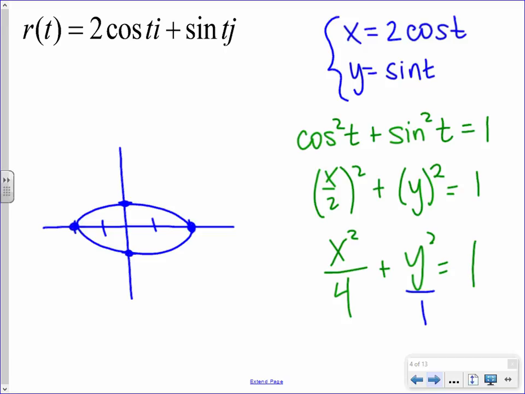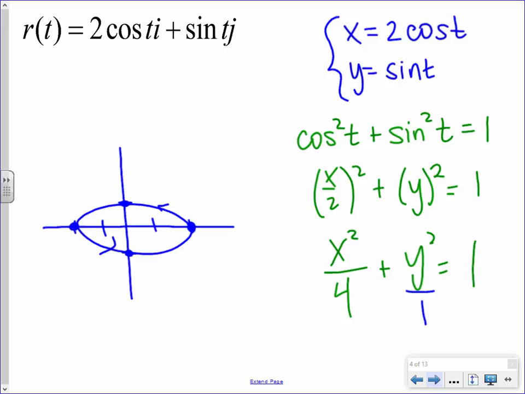Which direction does this go? Does it go clockwise or counterclockwise? And how do you know that, Zach? Because of the loading values.